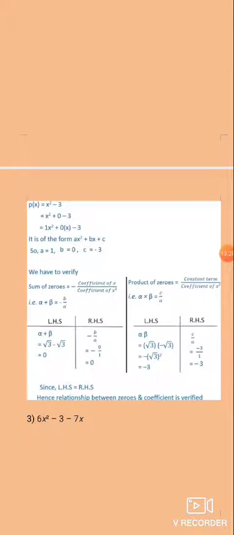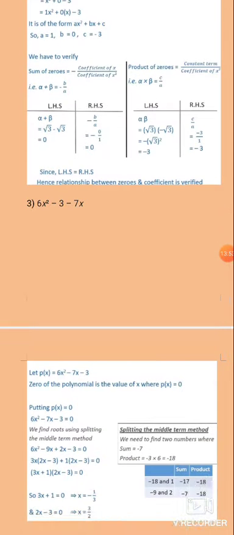Now another type of question that is important also. 6x square minus 3 minus 7x. Why is this question important? Listen carefully. This one is not in the standard form. So first, to do this problem, you need to change this into standard form. Okay, after that the same method: 6x square minus 7x minus 3. Now equate that with 0.